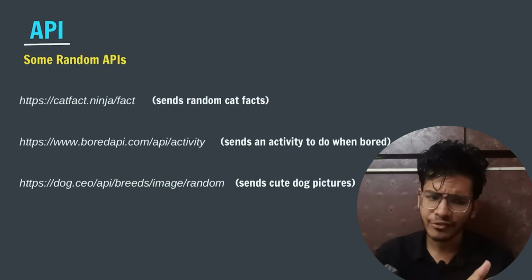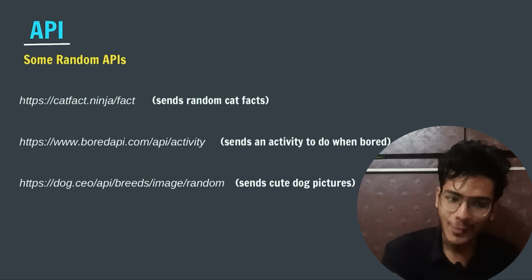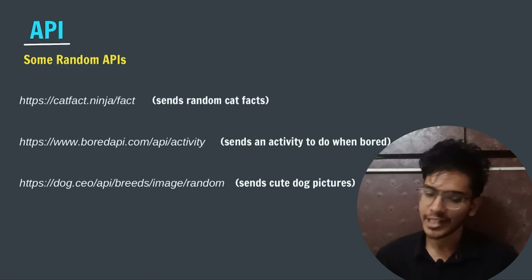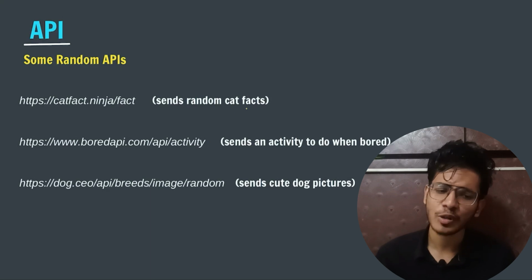Now there are some free, random, interesting APIs which we can use right now. The first one is catfact.ninja, which is one type of API, and what this API will do is give you some random facts about cats.